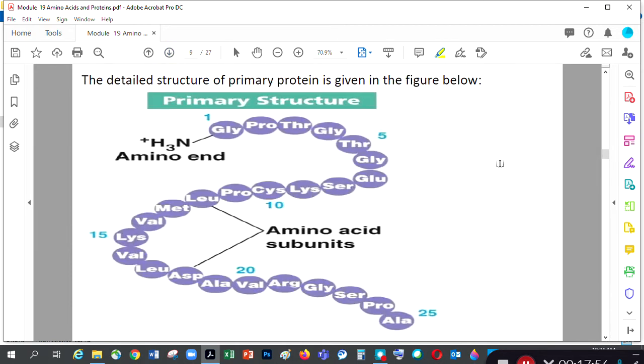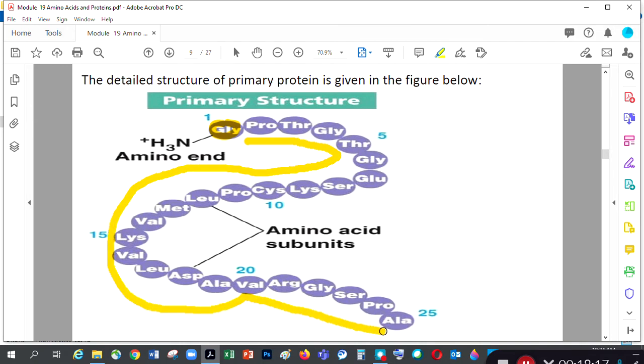This is the primary one. See this very nice primary one. It gives you a number of the amino acids. That's number 1 here, glycine. Alanine is number 25, and it goes here. It gives you just number 5, and then 10, 15, 20, 25. So a long chain. There's nothing about arrangement in space. Nothing is spiral or in a sheet or layer type of setting. Just a normal chain. This is called primary structure.